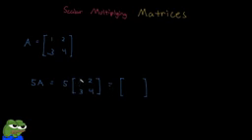So for example, here our top left element is 1 times 5, so that's 5. Then 2 times 5 is 10. 3 times 5 is 15, and 4 times 5 is 20. So you end up with this matrix.